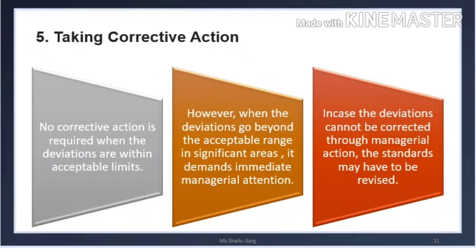Now the last step of controlling, it is taking corrective action. In case deviation is within the acceptable limit, then you need not take any corrective action. However, if deviation is beyond this limit, and especially it is in significant areas, then you need to pay immediate attention. And in case you are not able to correct deviation through managerial action, then you need to revise the standards.